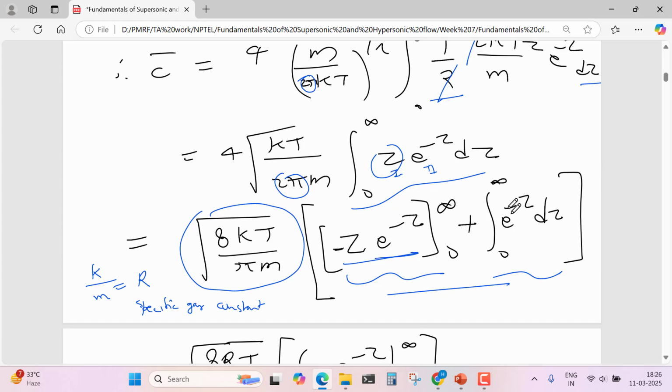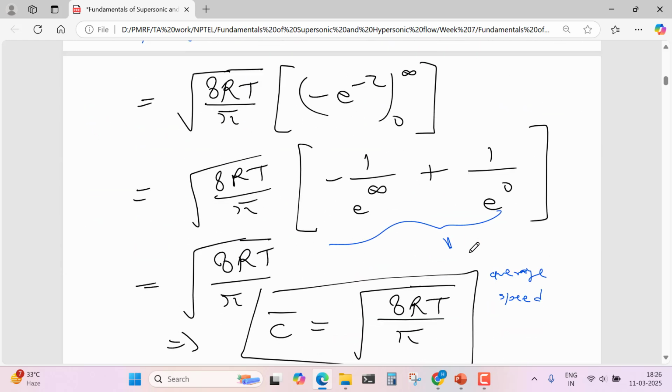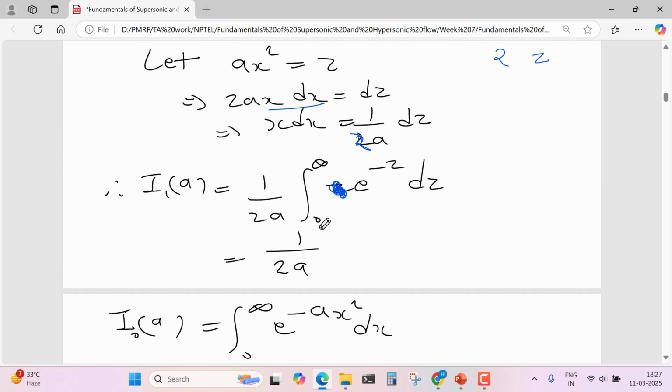Integration 0 to infinity e to the power minus z dz. Its integration was what? It was 1. Its value was 1. So I am not solving it. You can directly take it as 1. And it will come 1 upon 2a. So now we got the value for I1a, which is 1 upon 2a.